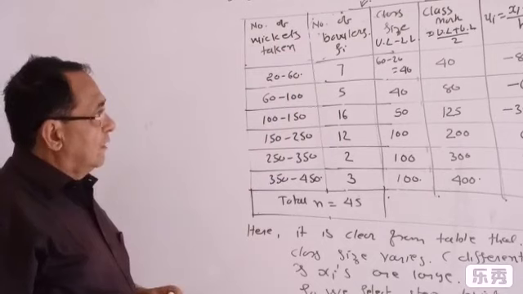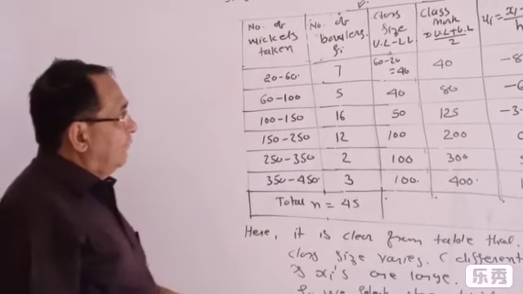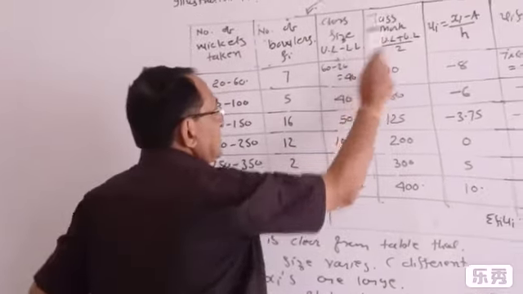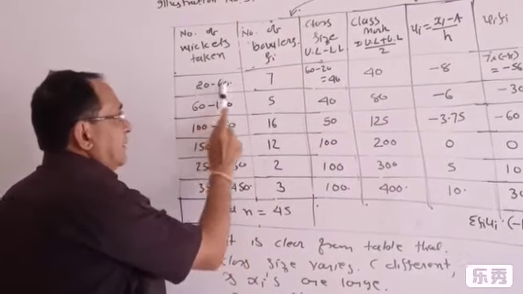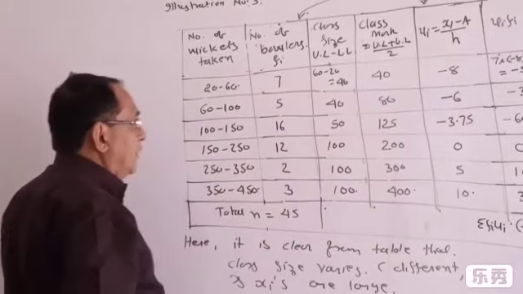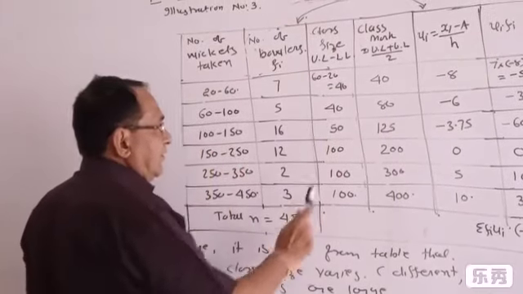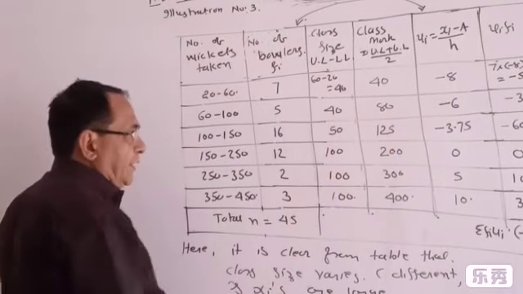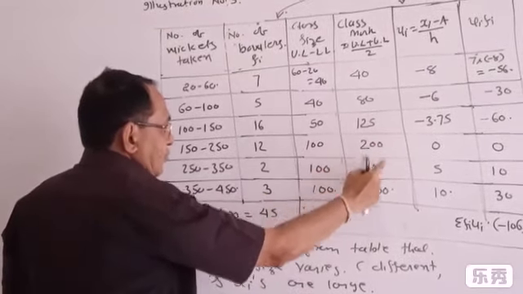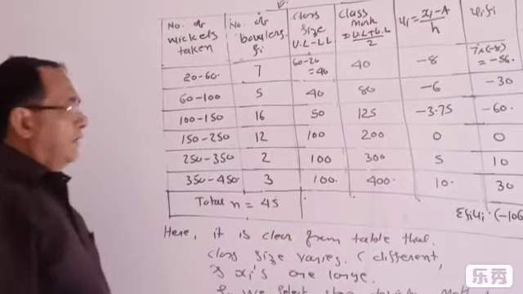So first of all, we will find the class mark: upper limit plus lower limit divided by 2. 20 plus 60 divided by 2 is 40. 60 plus 100 divided by 2, 160 divided by 2 is equal to 80. Similarly, 125, 200, 300 and 400.